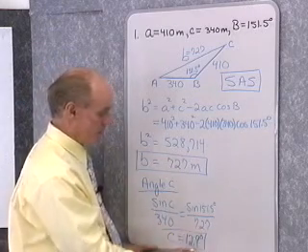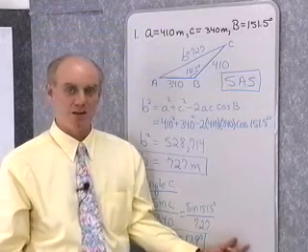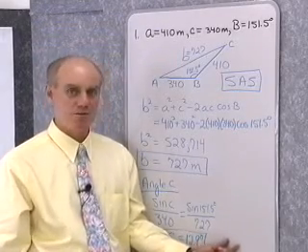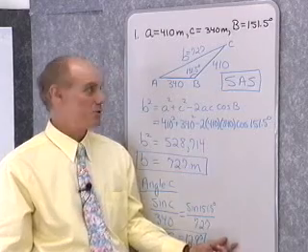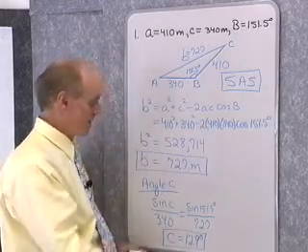Now, the question is, I've used the law of sines right here to solve for sine C. Do I also have to check the 180 minus 12.9 degrees? And the answer is no. That would be an obtuse angle, and in this triangle, I already have one angle that's an obtuse angle.